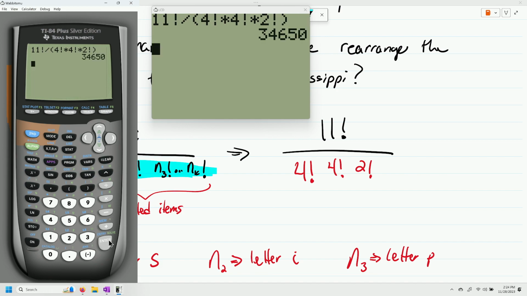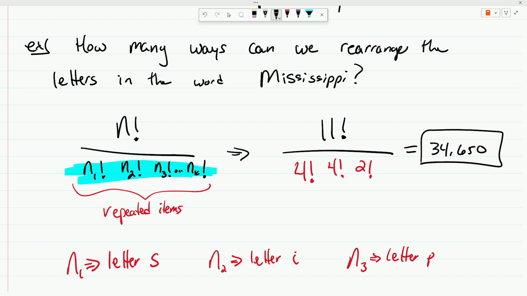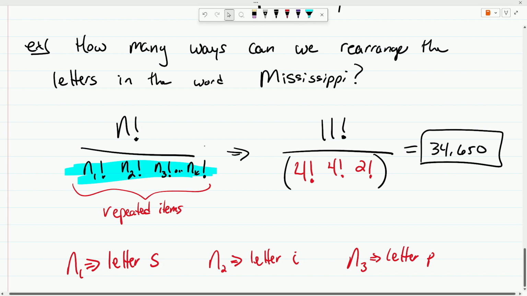So there are 34,650 ways that I could rearrange the letters of Mississippi. And that's it. The most important part is putting this in parentheses when you use your calculator. And with that, sections 2 and 3 are done.